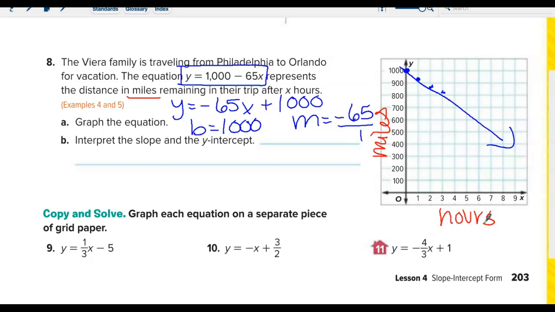Okay, so to interpret the slope, I have negative 65 what? Miles, because that's my y, per 1, which is my x, so I label it hours. That's my slope, so I'm going negative 65 miles per 1 hour. And then my y-intercept is what? What does that 1,000 represent? The distance at which they started their trip.